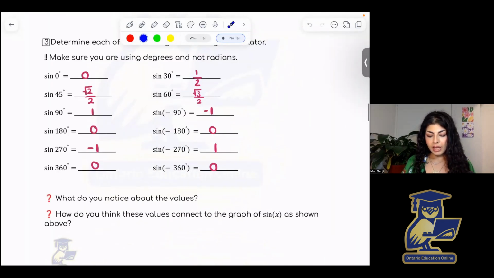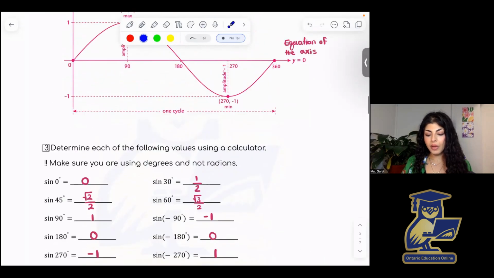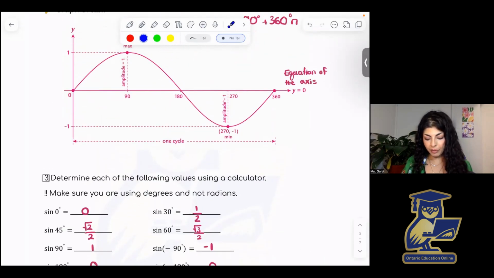So think now, what do you notice about these values based on what I had just mentioned or just your own observations? What do you notice? And also, how do you connect these values to the graph of sine of x that's shown above here?